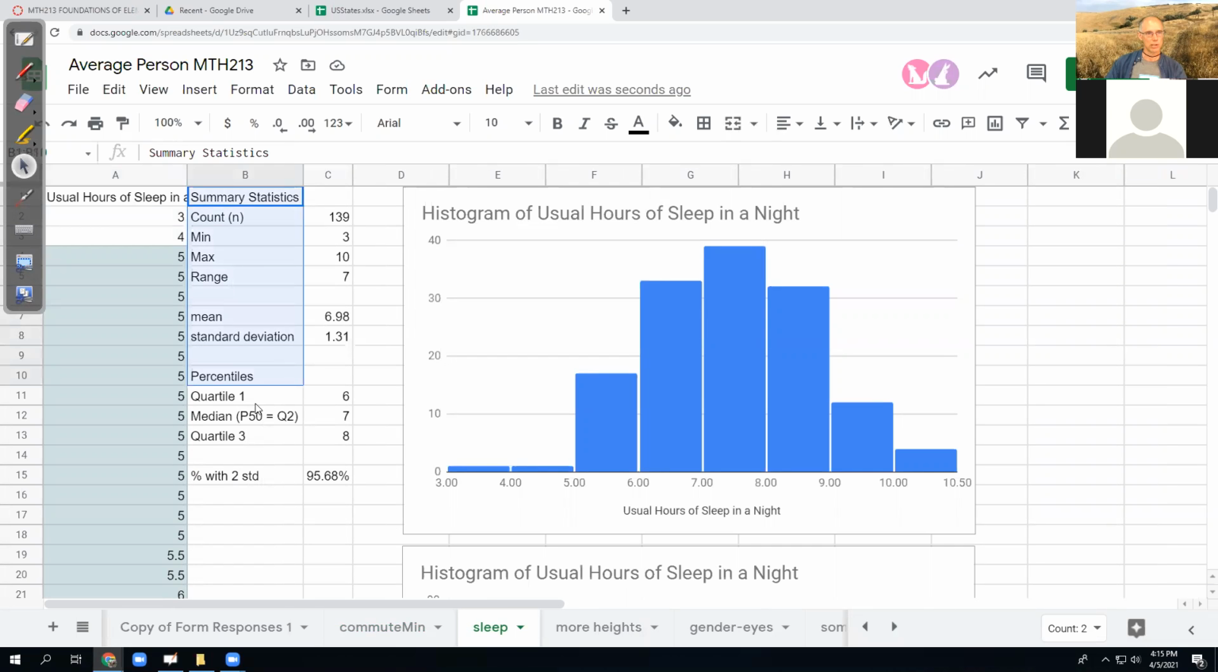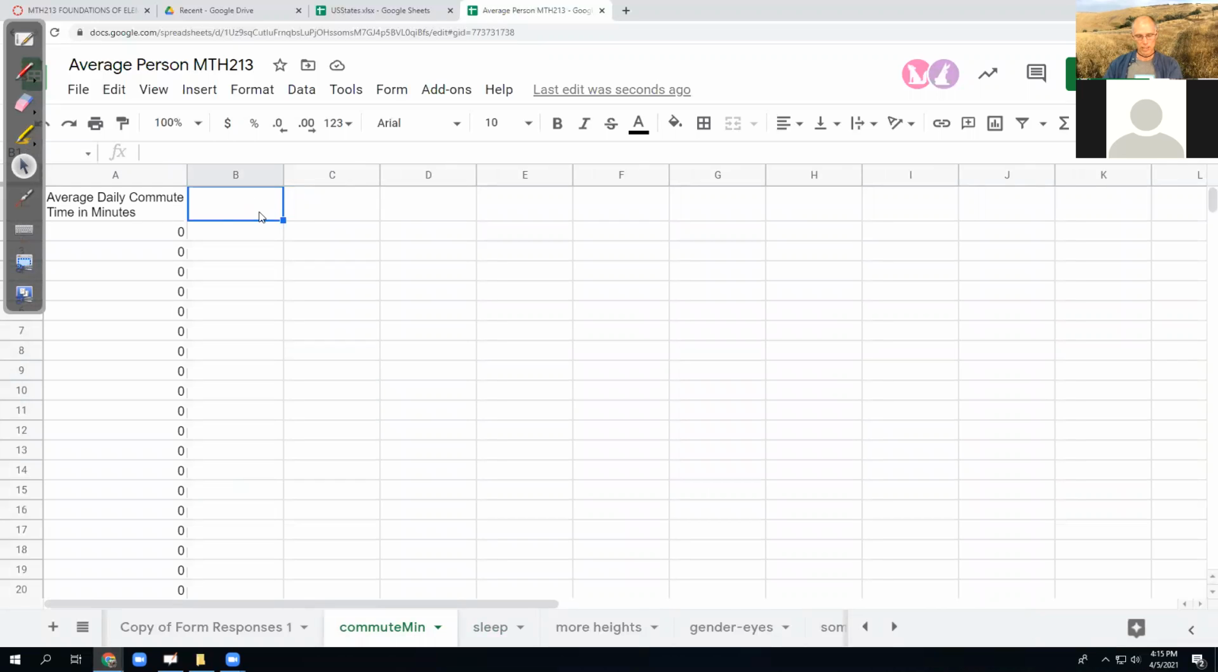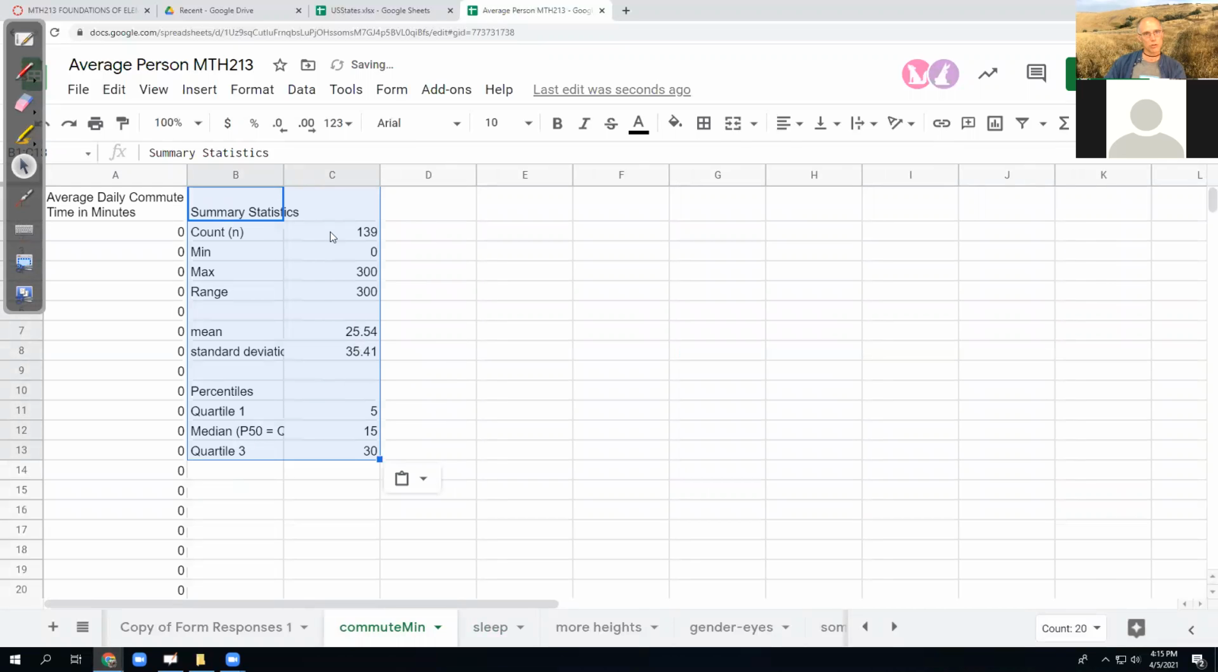And then I'm just going to borrow the summary statistics from, let's say, the sleep tab here. These guys here. So I can copy and paste them. And again, this works because when I did the formulas, I said, look at everything in column A. And all that was in column A were those numbers there. If we don't set up the formulas right, that doesn't work.